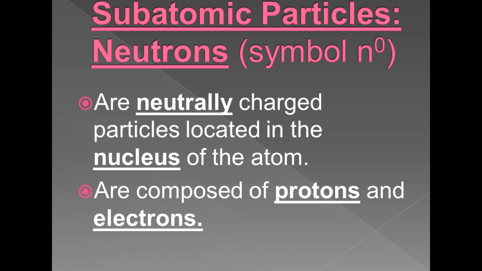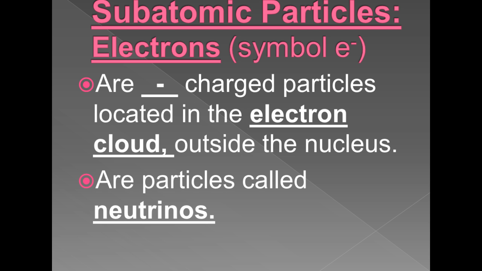So next we're going to talk about neutrons. Neutrons we symbolize with a little n with a 0 for the neutrality. So neutrons are neutrally charged particles that are located in the nucleus of the atom. And believe it or not, neutrons are going to be composed of protons and electrons.